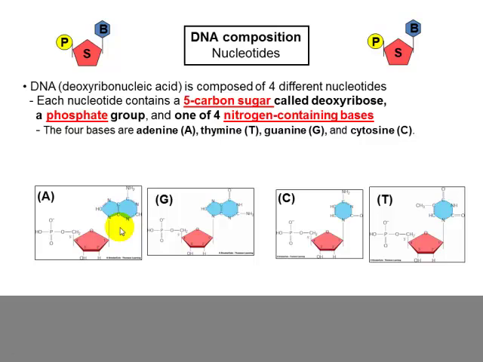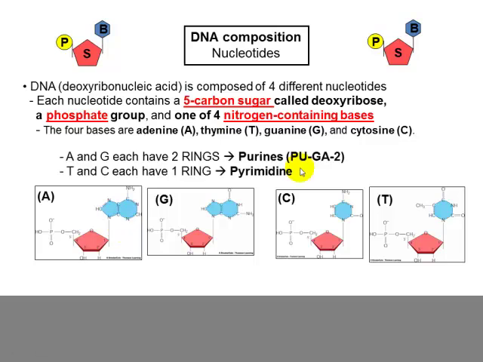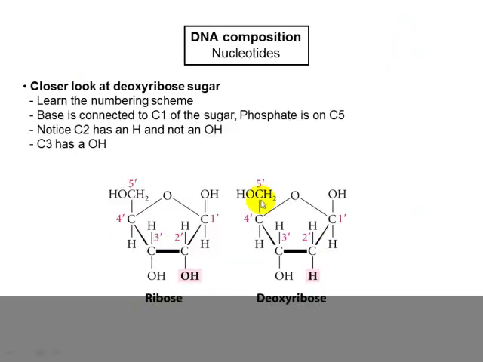Two rings, purine, which ones are they? Guanine, adenine. The pure 2 business. And whatever is left is a pyrimidine. What is that? Thymine and cytosine. So you only have to remember 2 of them, and then the other ones are whatever is left. Taking a closer look at the deoxyribose sugar.